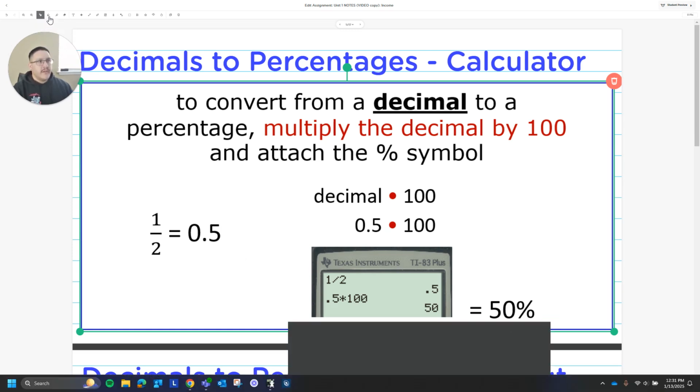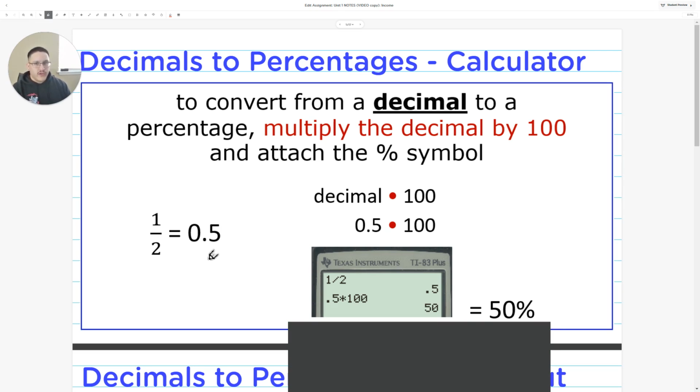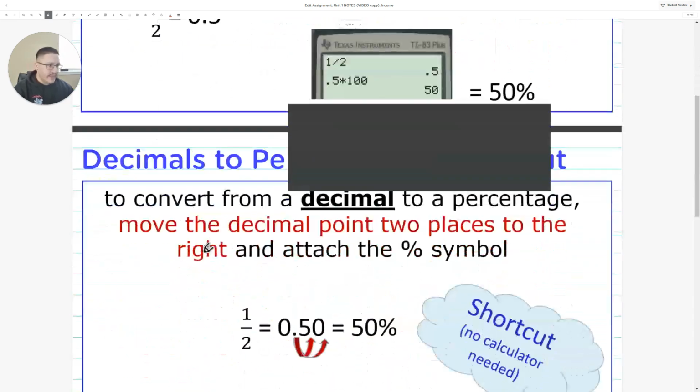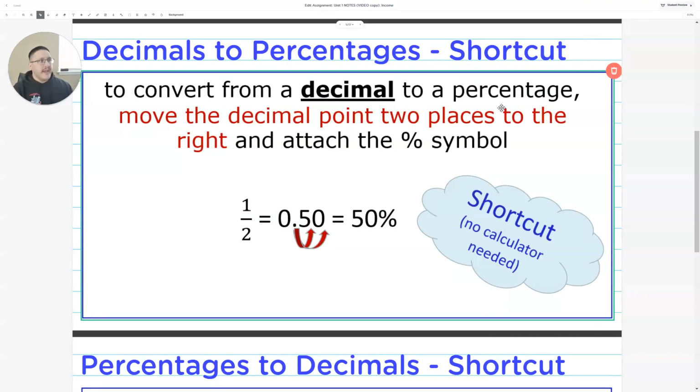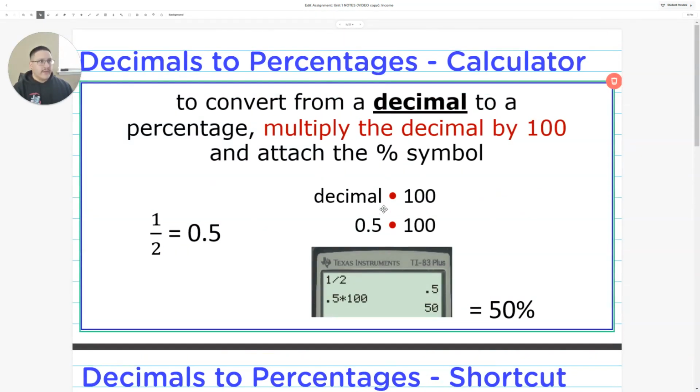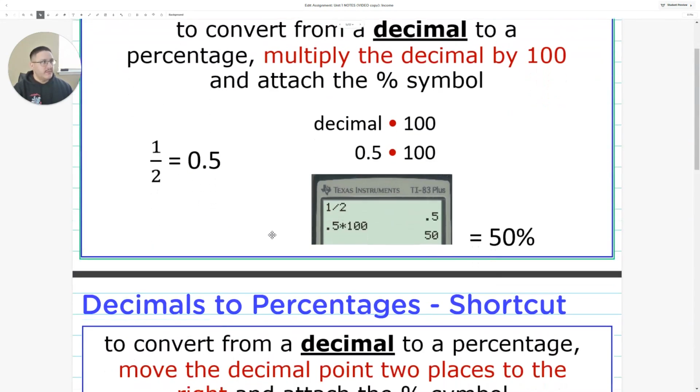Now, if we're changing from decimal to percent, the shortcut is, I think I have it in the next slide. Yeah, I do. So to convert from a decimal to percent using the shortcut, you can move the decimal point 2 places to the right and then just attach the percent symbol. So again, take the decimal point, move it to the right, 1, 2, fill in any gaps with zeros, and put the percent symbol at the end, and you're done. So that's going from decimals to percentages.